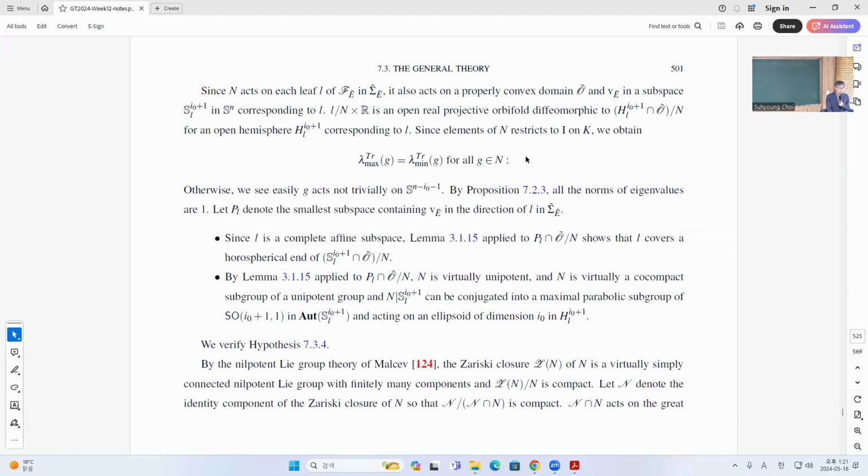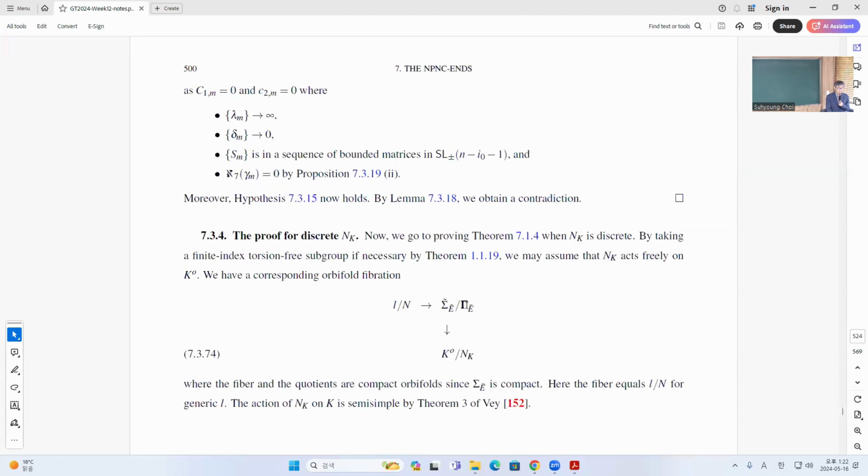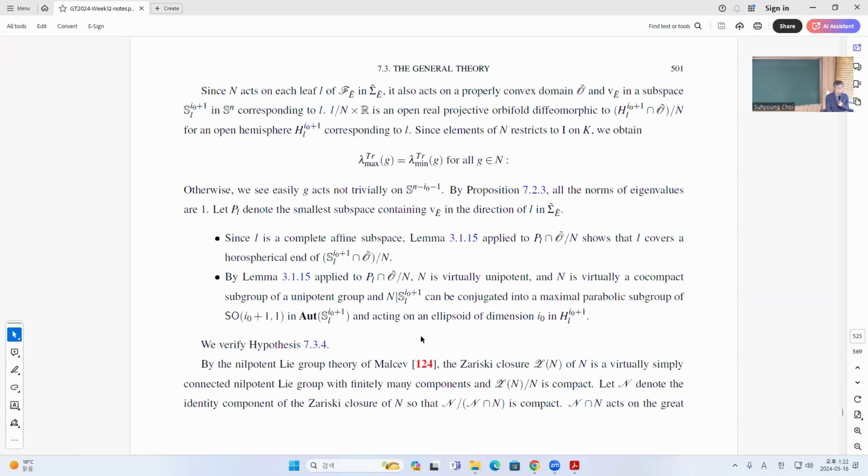So for each L, you look at how N acts. These are compact, so this is really some compact orbifold sitting over a compact orbifold with different dimension. So L minus L mod N is actually some compact orbifold as well. If you look at this, because N actually fixes every point, these transfers and the minimal and largest ones are all one. So the eigenvalue is one.